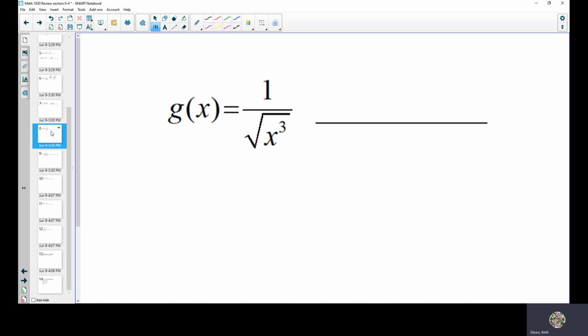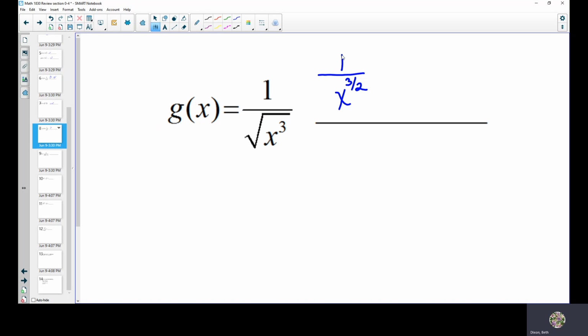We have g of x equals 1 over the square root of x to the third. So my first step would be to leave the 1 where it's at, and change the square root of x to the third to x to the 3/2, the power going on top, the root number going on the bottom. And so that gives me 1 over x to the 3/2.